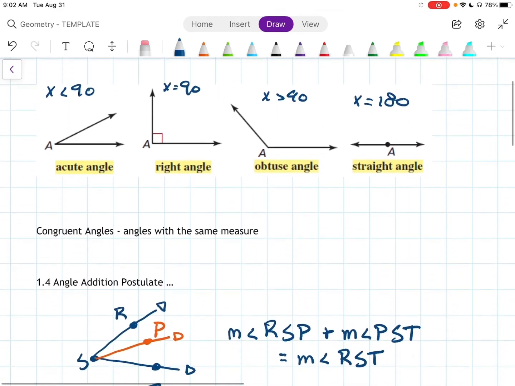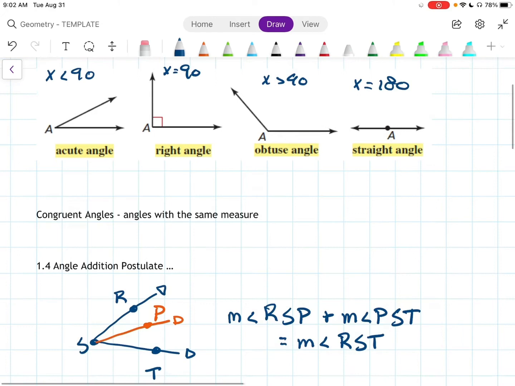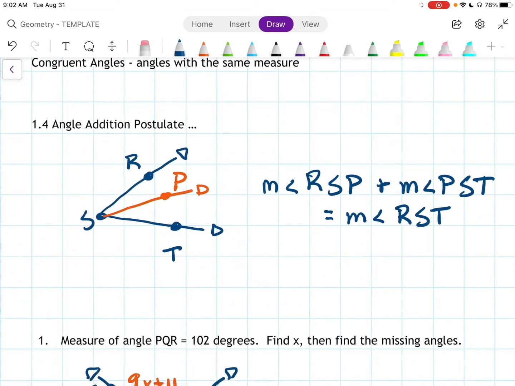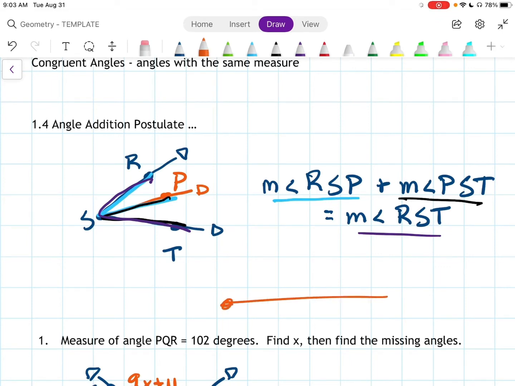Moving on. Congruent angles are angles with the same measure, right? Hopefully that's kind of common sense for us. The angle addition postulate says that the two pieces of the angle here, RSP plus PST, is equal to the large one, RST. So the two pieces add up to the whole, right? We did that with the segment last time. It was something like this, and we said x and y gives you the whole thing, x plus y. That's the same exact idea as this.